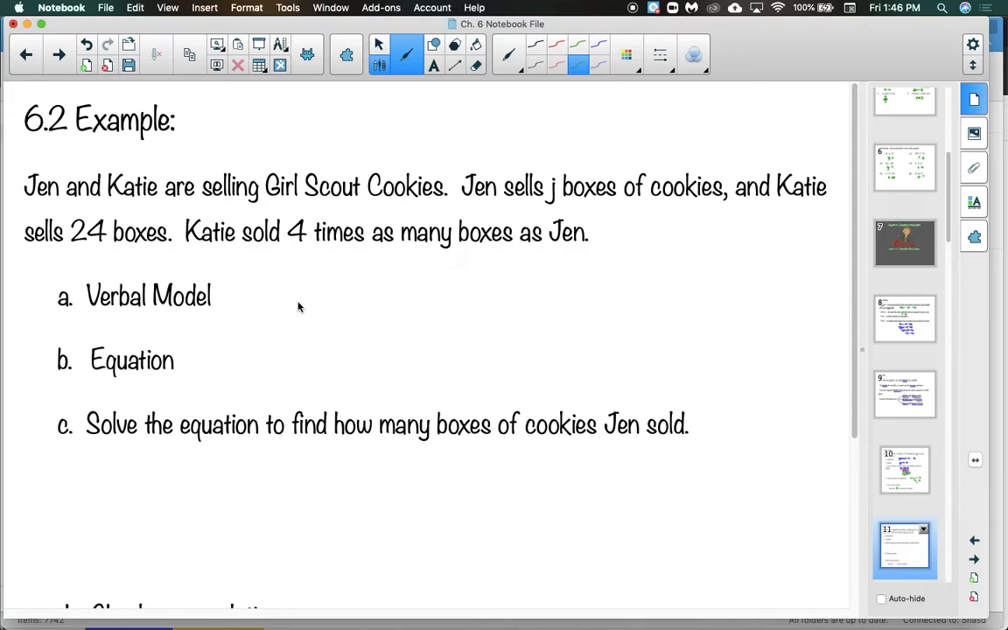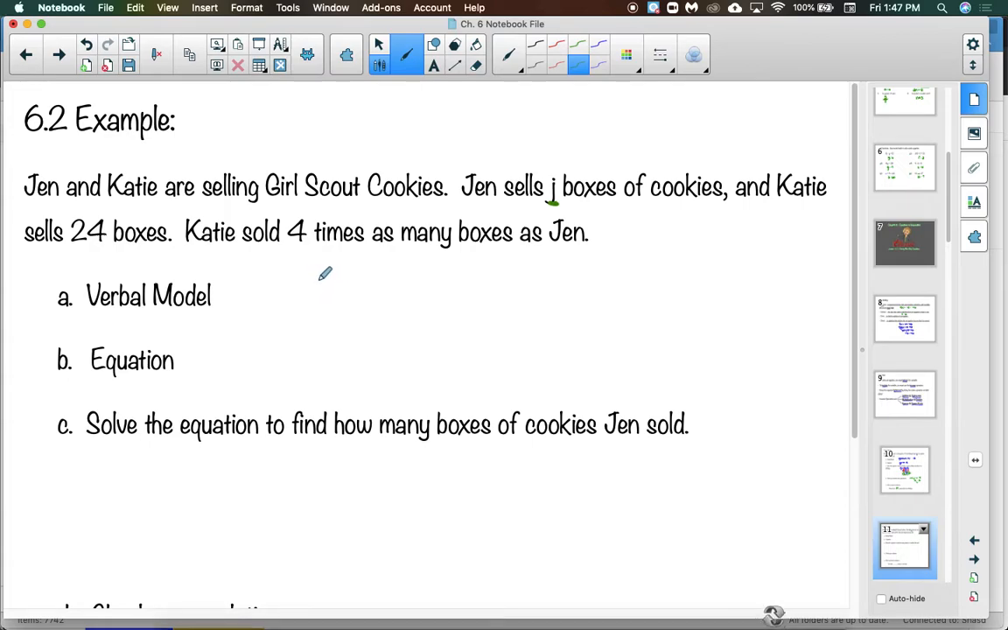Let's do another one. Jen and Katie are selling Girl Scout cookies. Jen sells J boxes of cookies, so we don't know how many she sells. They're giving us a variable. And Katie sells 24 boxes. Katie sold 4 times as many boxes as Jen. So the verbal model helps us make sense of the problem.